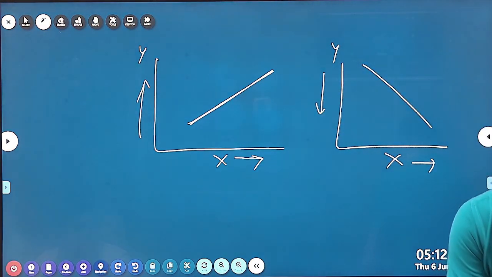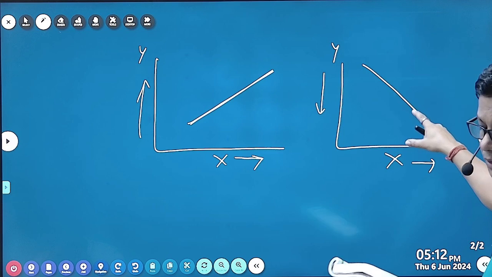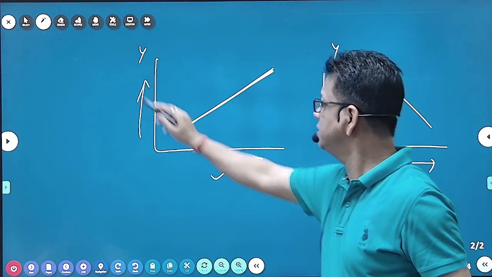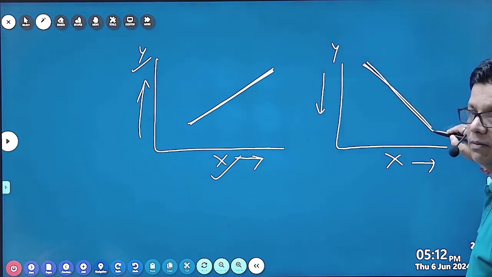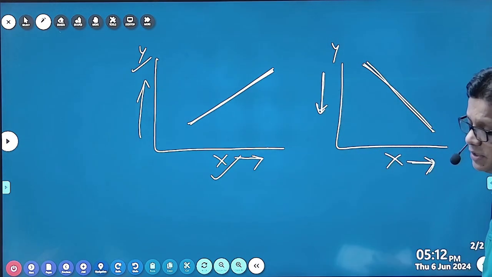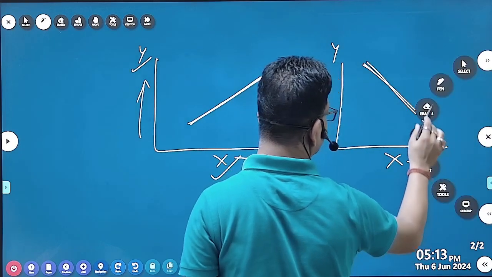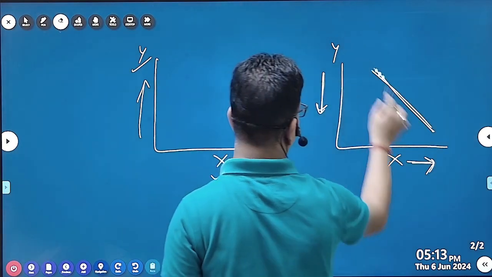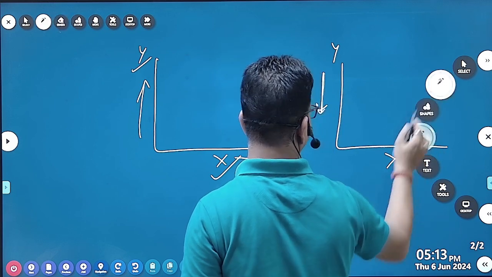So these are 4 different graphs. The first one is called direct linear. This is inverse linear. Direct linear means an increasing graph. Inverse linear is linear, straight, but inverse. That means when the x quantity is increasing, this is decreasing. Sometimes, instead of having direct linear and inverse linear graphs, we can also get curvilinear graphs. So this is called direct curvilinear.